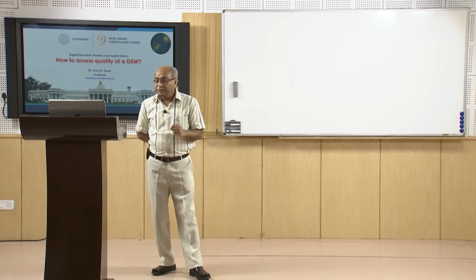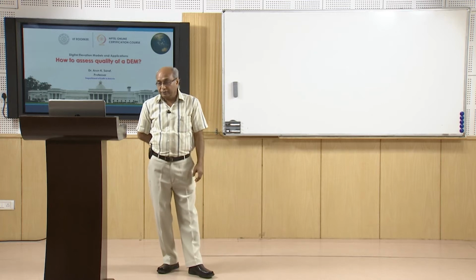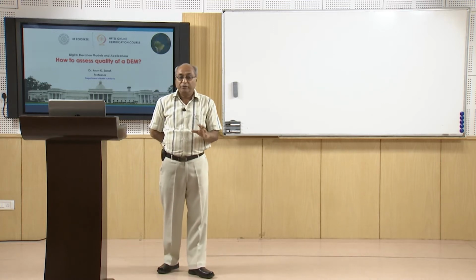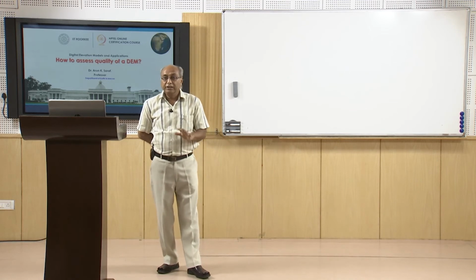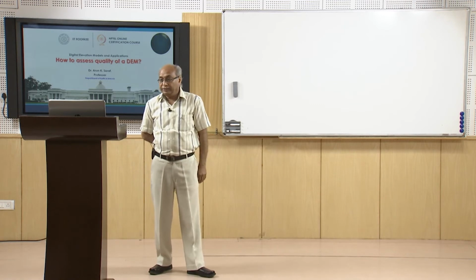The RMSE value is based on the difference between the digital elevation and the elevation at test points measured by field surveys or from an existing map or other methods, maybe employing differential GPS or similar techniques. So at different locations we may get different RMSE, because these things vary within a data set depending on the terrain conditions.